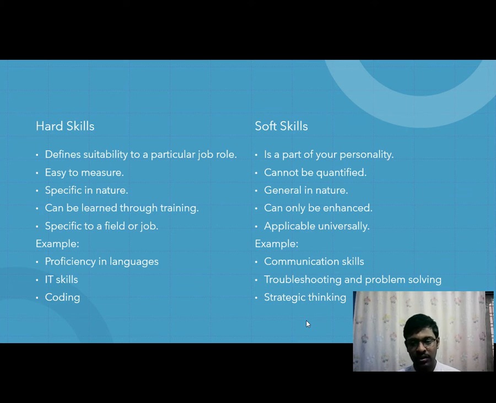So soft skills, communication skills, as we said earlier, it's like talking to the common people, or talking to the people. So that's one example of soft skills. And hard skills, another example is IT skills, which explains the same. I mean, these examples are interlinked to each other. So for IT skills, hard skills, the soft skills would be like troubleshooting and problem solving. And for coding, it's strategic thinking.